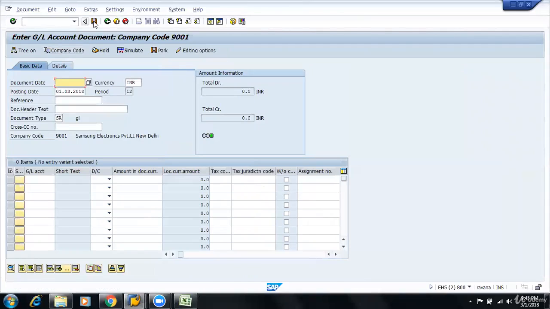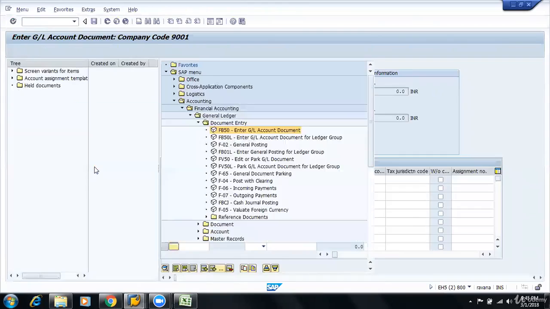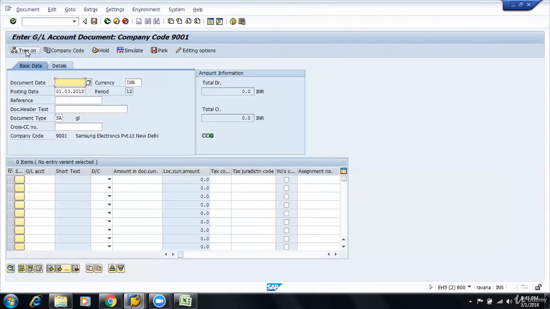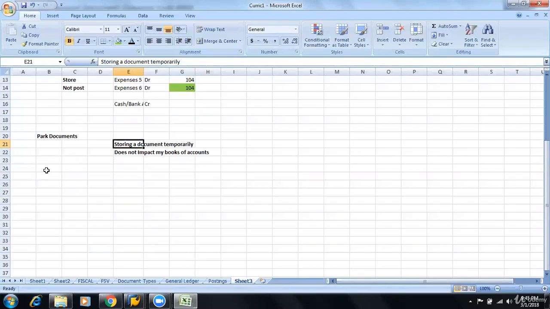So we move on to the same screen, FB50. To show you, I'm just exiting the transaction. Going inside FB50. So when is this park document used? Basically, park documents are used when there are some tolerance issues or tolerances maintained in the system. So this is kind of approval where the documents require certain approvals, the park documents are used.